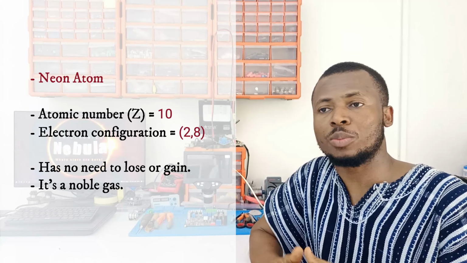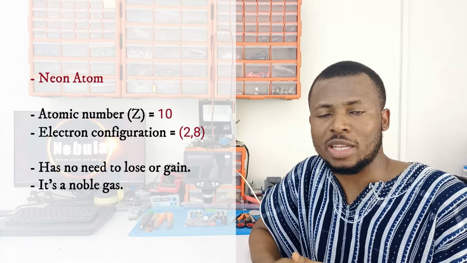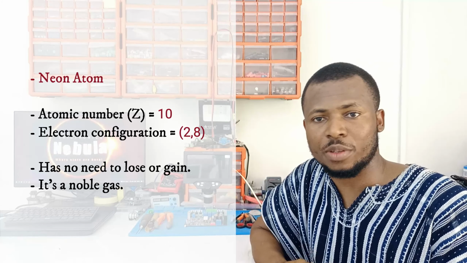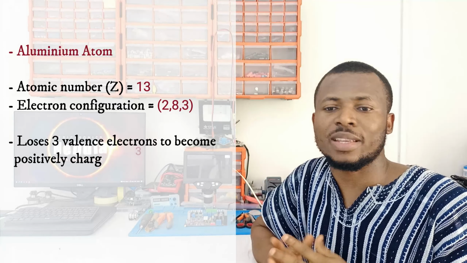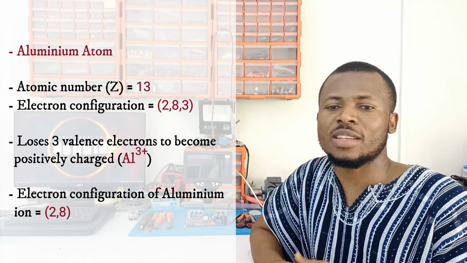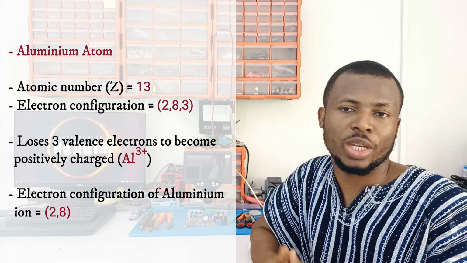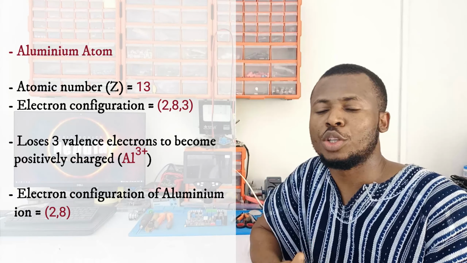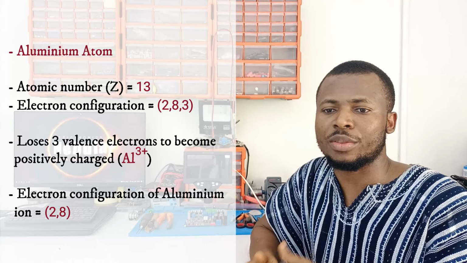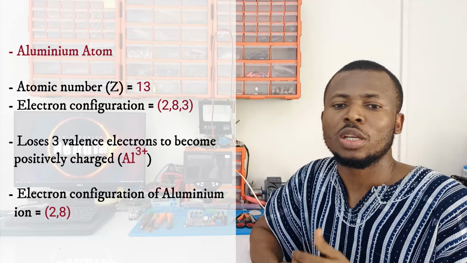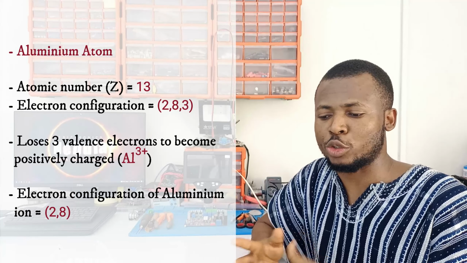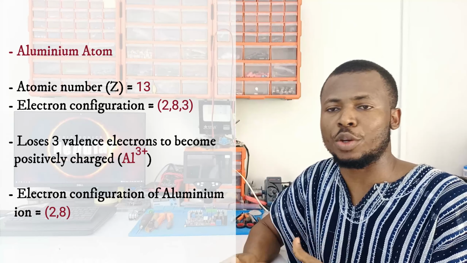Hence, like lithium, neon is a noble gas because it has its valence shell filled up. Aluminium has 13 electrons. Hence, its electron configuration is 2,8,3. Therefore, aluminium is likely to lose the three valence electrons to assume the electron configuration like that of neon.